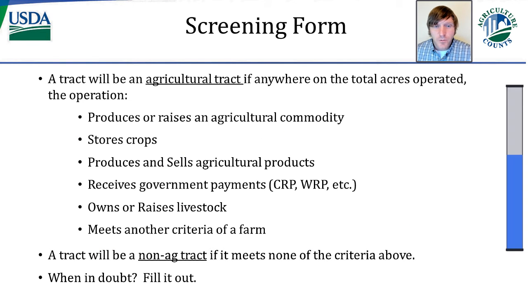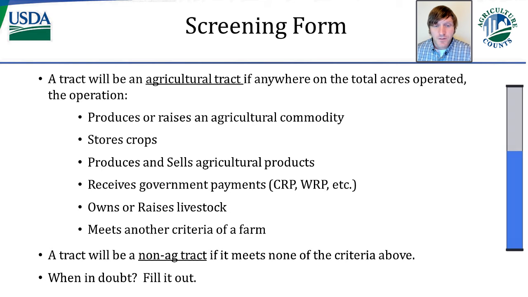Overall, a tract will be an agricultural tract if anywhere on the total acres operated, the operation produces or raises some type of agricultural commodity, stores crops, produces or sells agricultural products, receives government payments, such as from the CRP or WRP programs, owns or raises livestock, or meets some other criteria for agricultural activity based on the screening question.